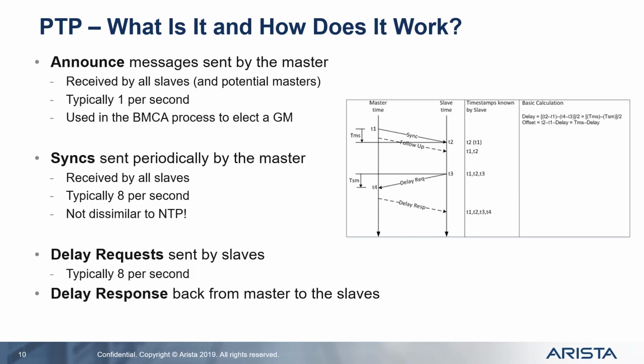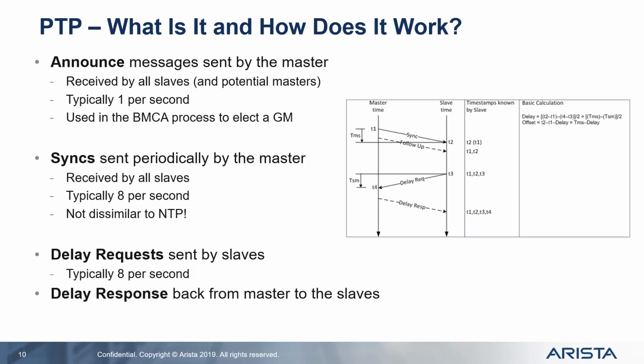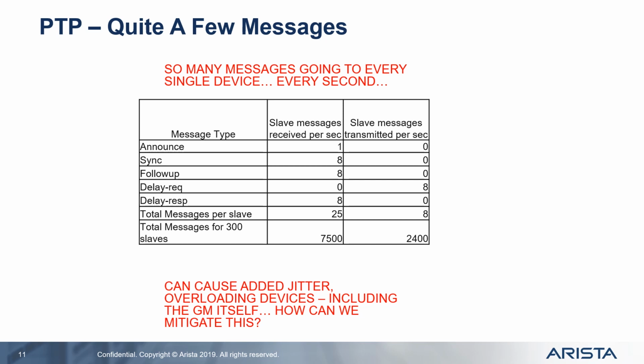So we send one announce message once a second. Sync and follow-ups might be 8 messages a second. Delay requests and delay responses are also possibly 8 messages per second. So if we have a total of 300 slaves in your system, which is relatively small right now, you can see that the slave device, propagating through the network, there might be 7,500 messages per second. That can be important for different PTP modes and how much processing goes on in the switch itself.